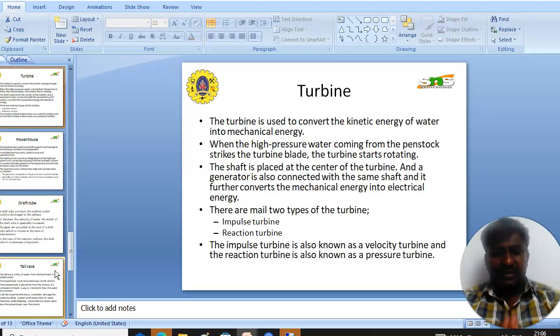Turbine. The turbine is the important component in the power plant, which converts the kinetic energy of the water into mechanical energy. When the high-pressure water coming from the penstock strikes the turbine blades, the turbine starts rotating. A shaft is placed at the center of the turbine, and the generator is also connected to the same shaft, and it further converts the mechanical energy into electrical energy. There are mainly two types of turbine: impulse turbine and reaction turbine. The impulse turbine is also known as the velocity turbine, and the reaction turbine is also known as the pressure turbine.